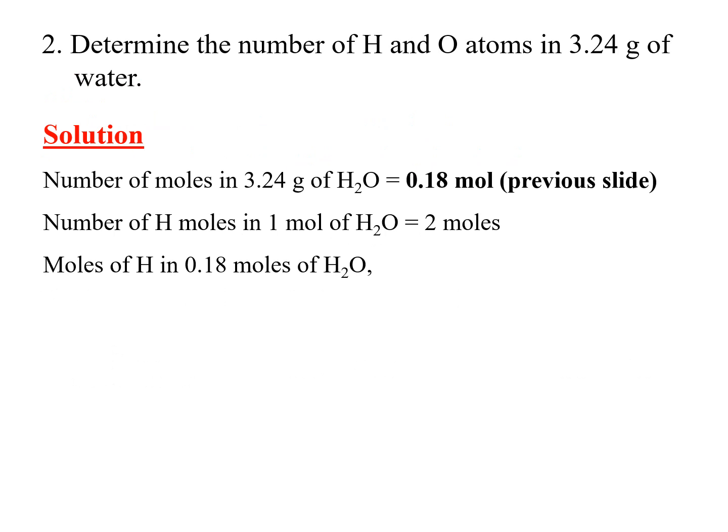Part 2 of this question is to determine the number of hydrogen and oxygen atoms in 3.24 grams of water. In the previous slide we discussed the number of moles of water, H2O, present inside 3.24 grams. If we divide 3.24 by the water molar mass 18.0, we get 0.18 moles.